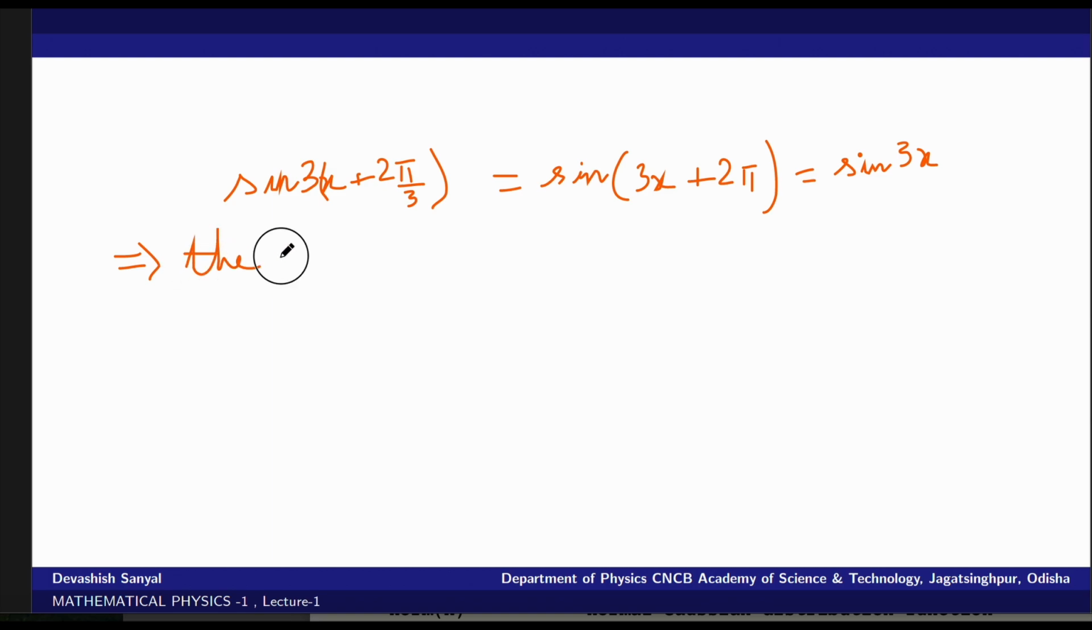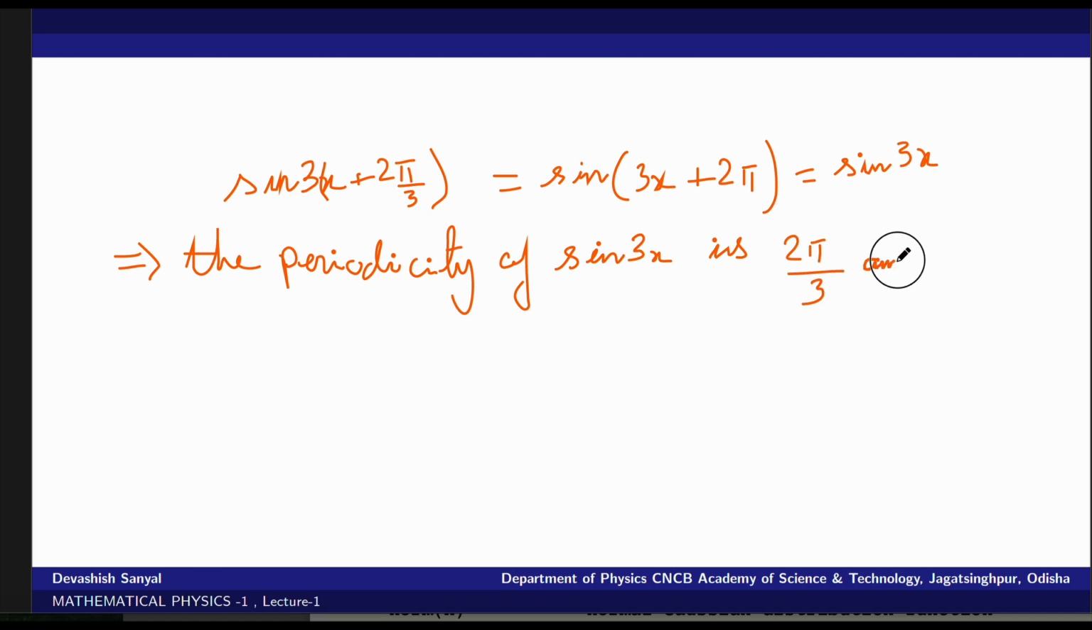This implies the periodicity of sin 3x is 2 pi by 3 and not 2 pi. 2 pi is for sin x, and this is for sin 3x. So you can see the periodicity has decreased. Now it's 2 pi by 3.